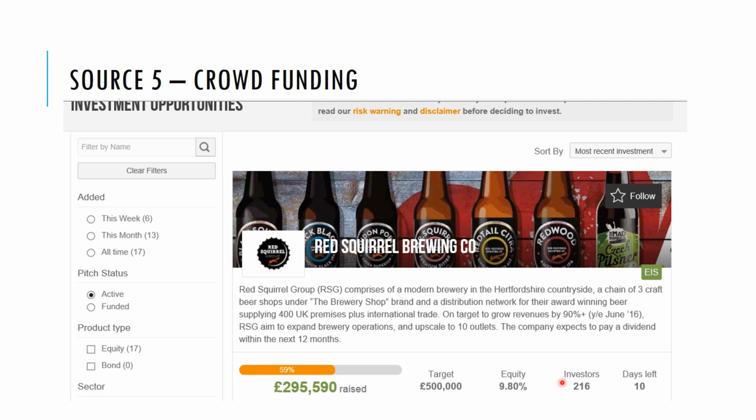So far, if you have a look here, there are 216 people, investors already, who have bought shares, and they can buy any amount. And so far, they have bought £295,590, which is 59% of the target. There are 10 days left, and these investors' money will only be taken if within those 10 days the full target is met by people on the website.